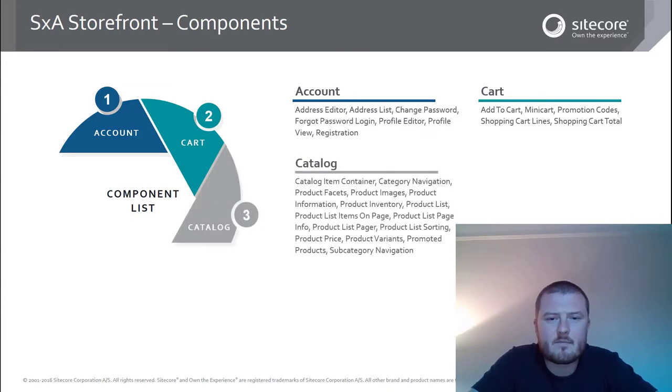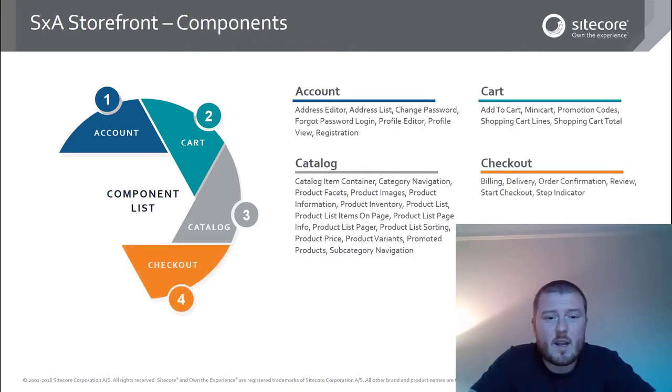You also get a mini cart control which you can add to your header to give a snapshot of what's in the cart. We have a lot of catalog components released. These include things like product inventory data, product image data, basically any control where you need to display merchandising data on the page. We have a series of checkout controls to allow you to create a stepped checkout process for things like billing and delivery, and you get a step indicator to give a nice visual indication to the user of where they are through the process.